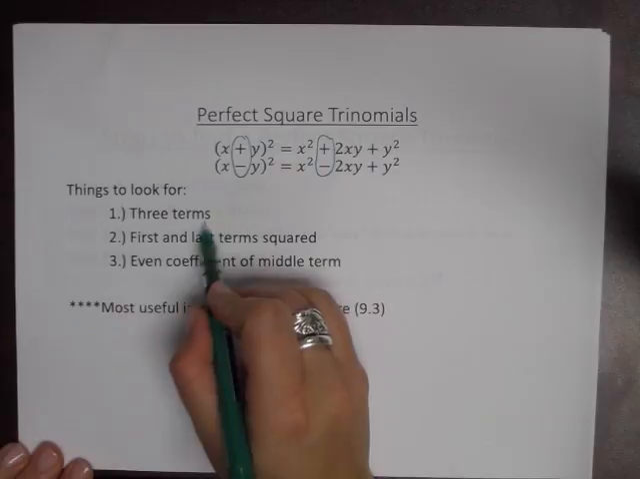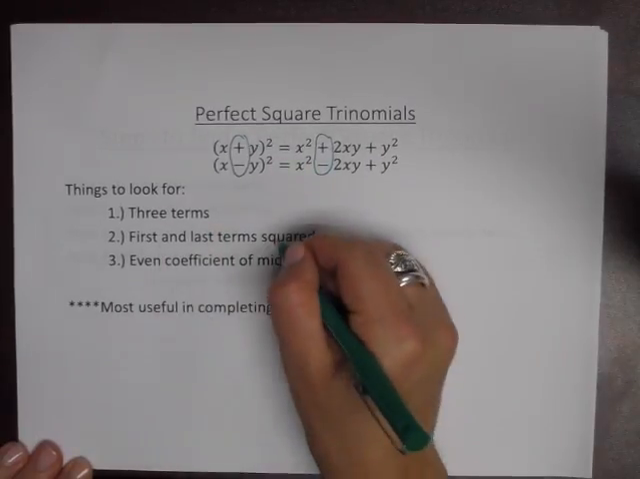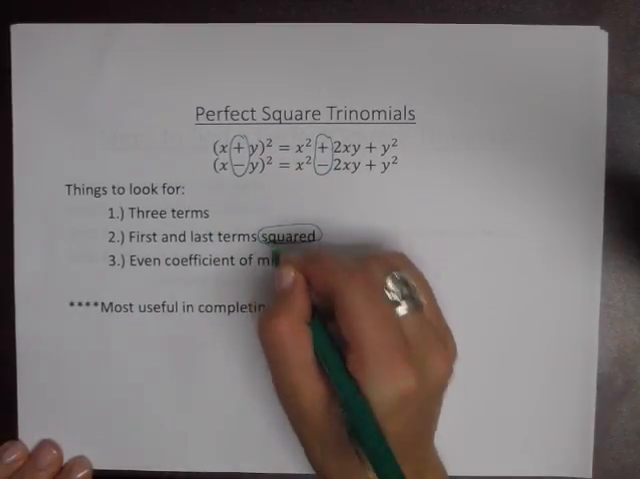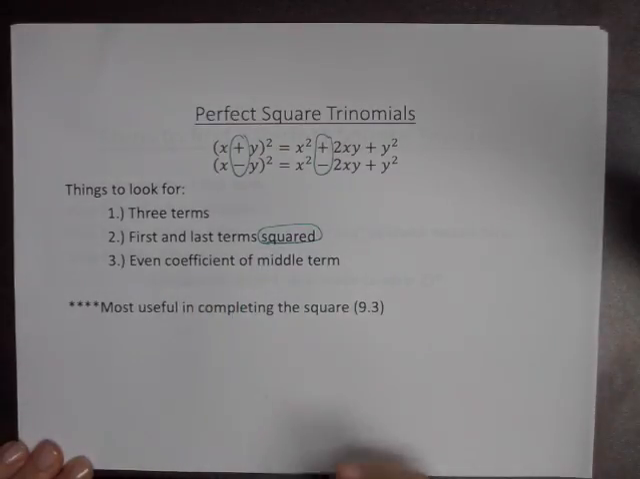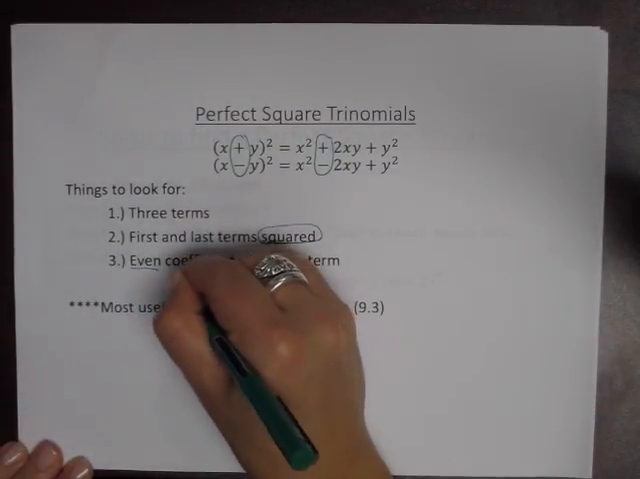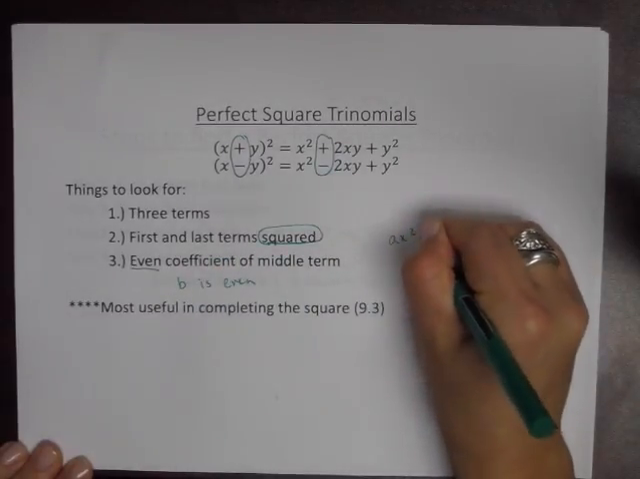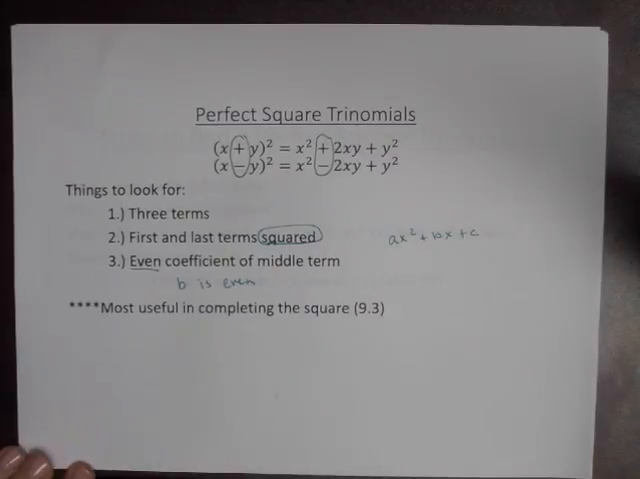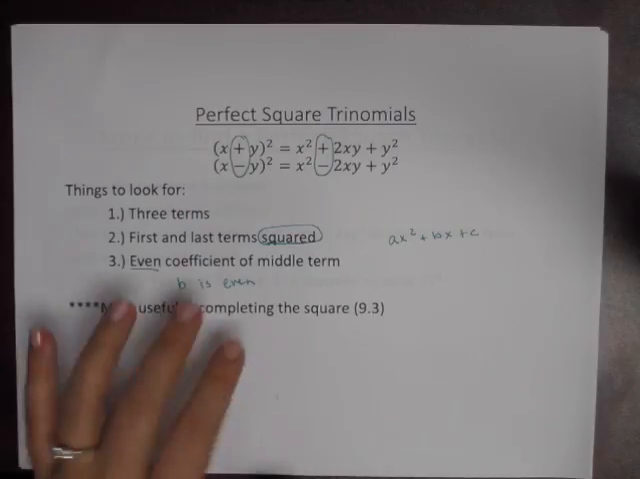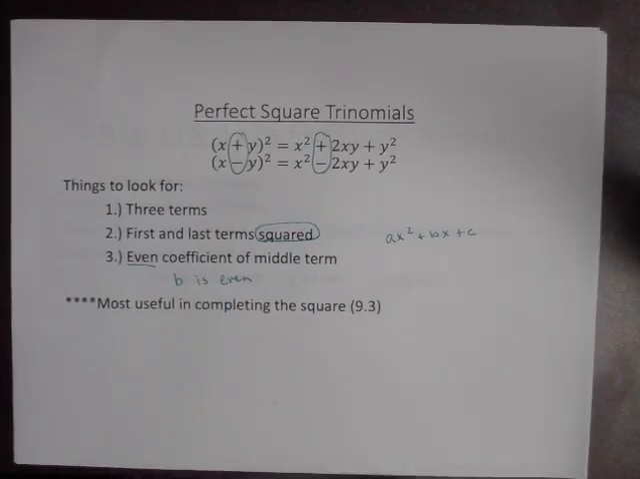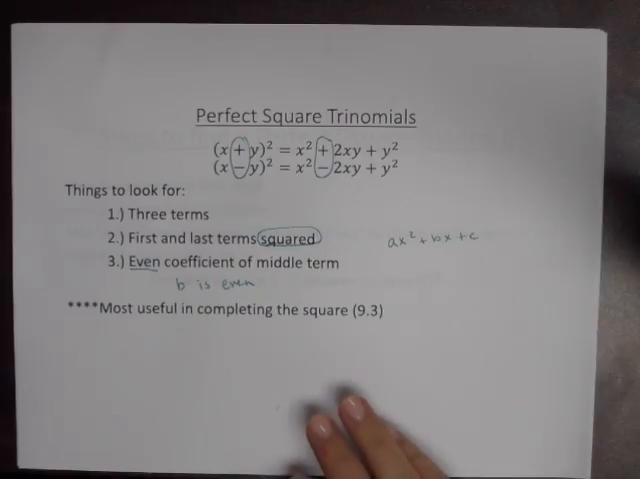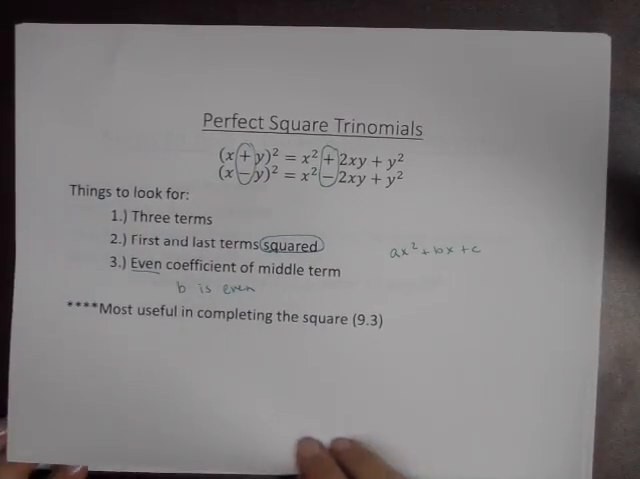So what you're looking for is three terms. The first and the last term are going to be squared, and you have an even coefficient in the middle term. So what that means is your b is even if you're looking at ax squared plus bx plus c, which is your standard quadratic equation. Okay, so with a perfect square trinomial, this is going to be super important when we get to chapter 9, especially in 9.3 when we're completing the squares. So I need you guys to start to feel comfortable with this after the notes today.